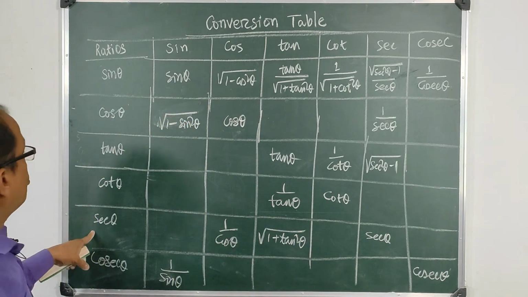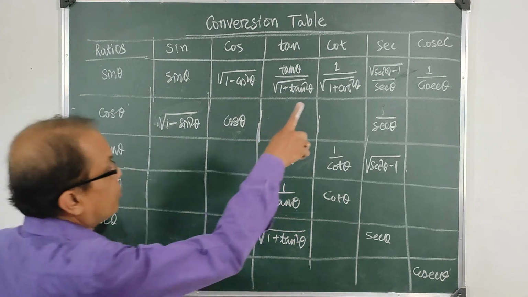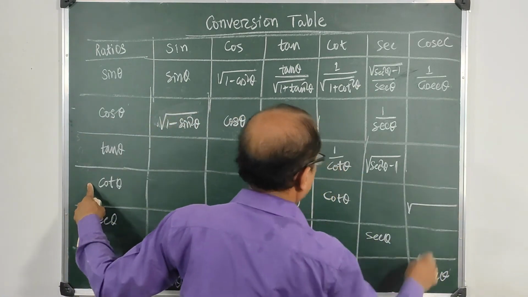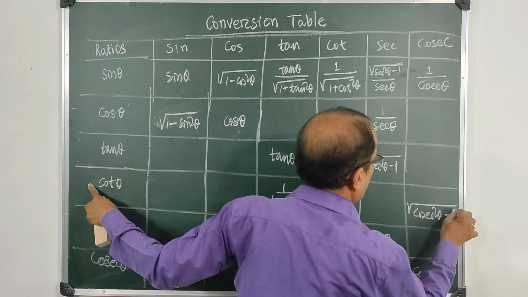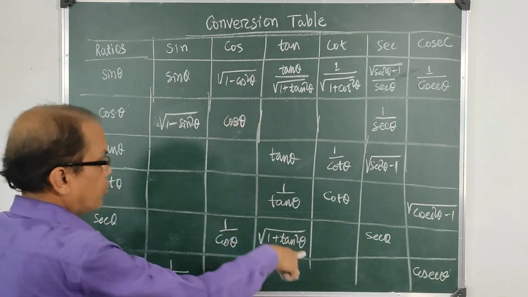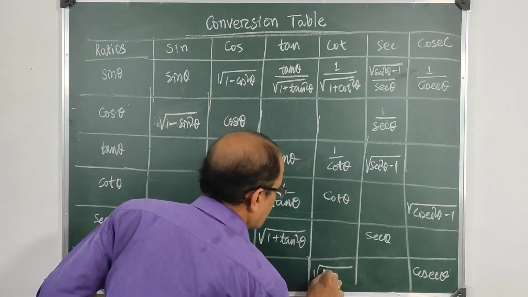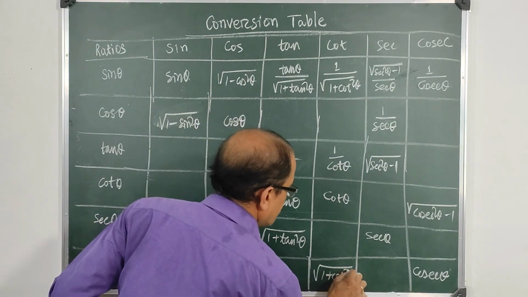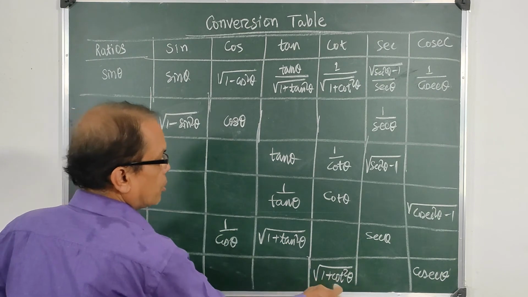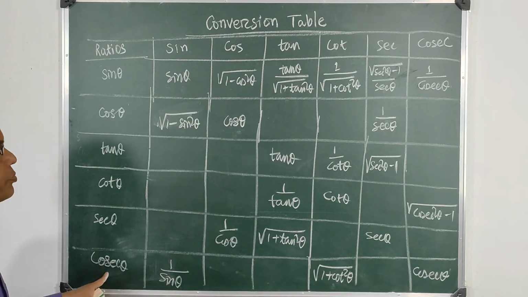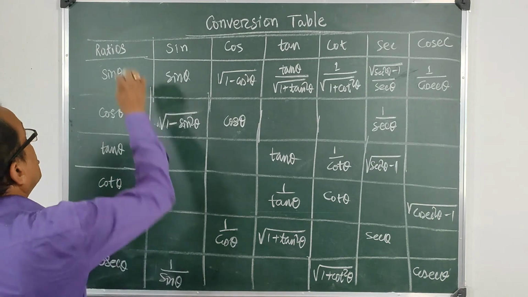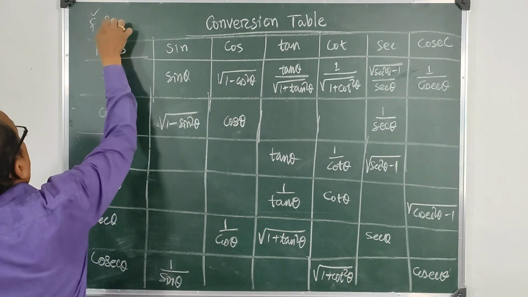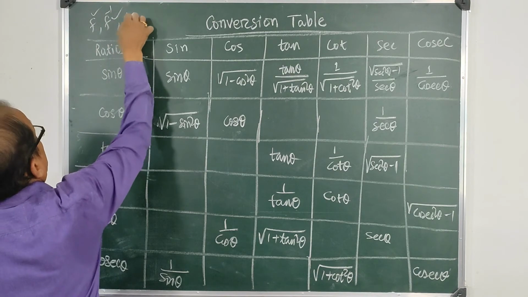Similarly, go for cot. Cot in the form of cosec will be root over cosec square theta minus 1, while cosec theta in the form of cot will be root over 1 plus cot square theta. It is in the form of cot, but the result is cosec theta. So now we have completed the FD section. F is over, F inverse is over, FD is over.